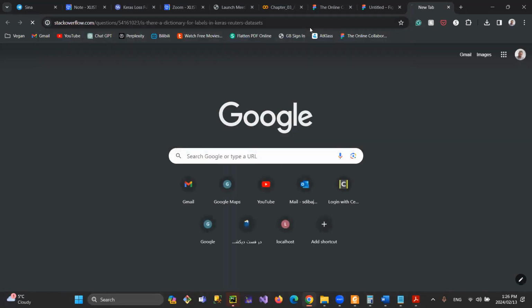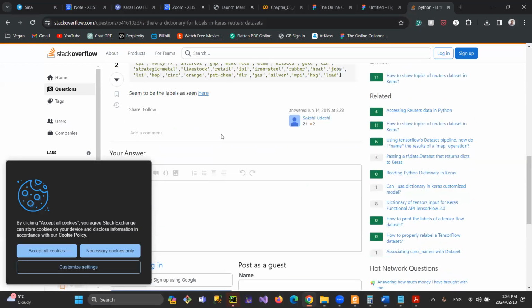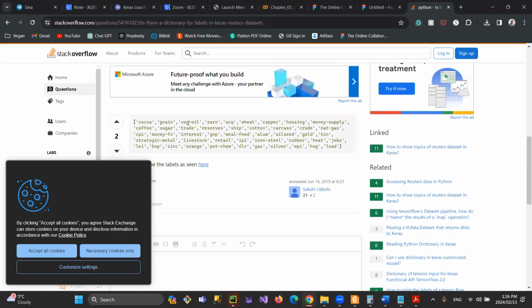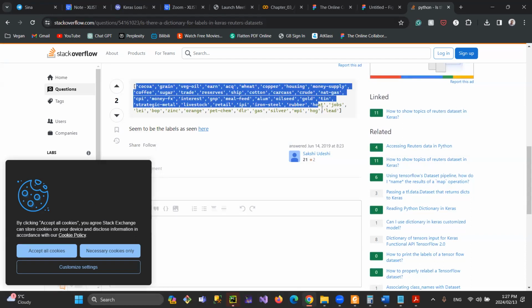Look at this one. I hardly could find it, but finally I found. These are the classes of Reuters, like cocoa, grain, vegetable oil, and so on and so forth. These are the 46 classes of the Reuters news.